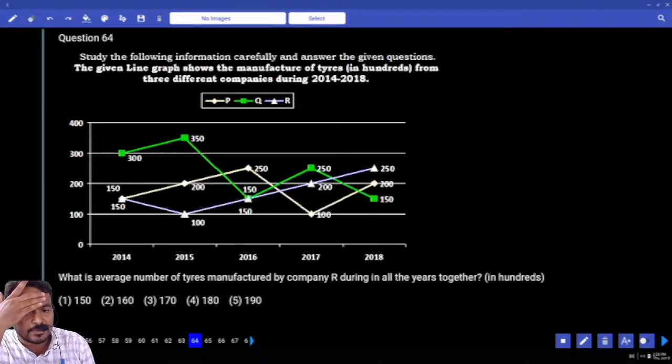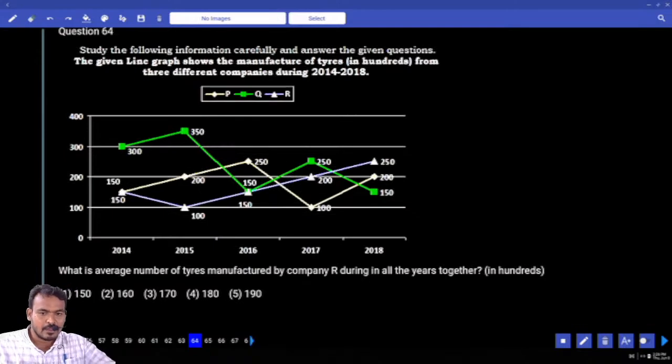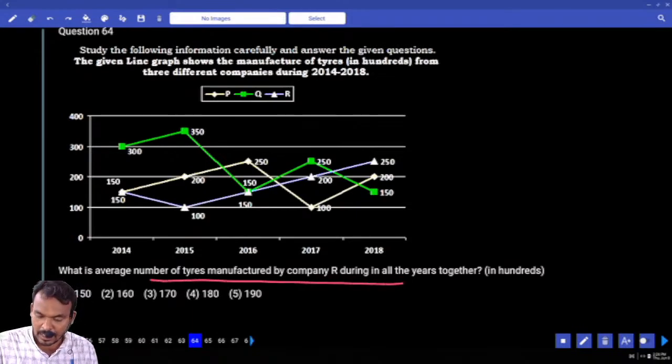The given line graph shows the manufacture of tires in hundreds from 3 different companies during 2014 to 2018. And here manufacture of tires in hundreds are given or not? Means every value is multiplied by 100. What is the question here? What is the average number of tires manufactured by company R during all the given years? R in all the years.